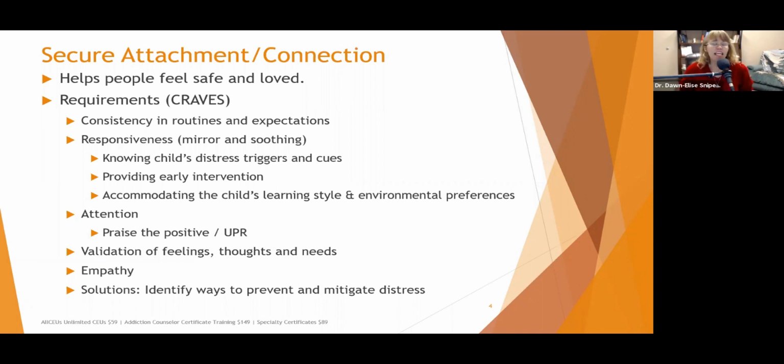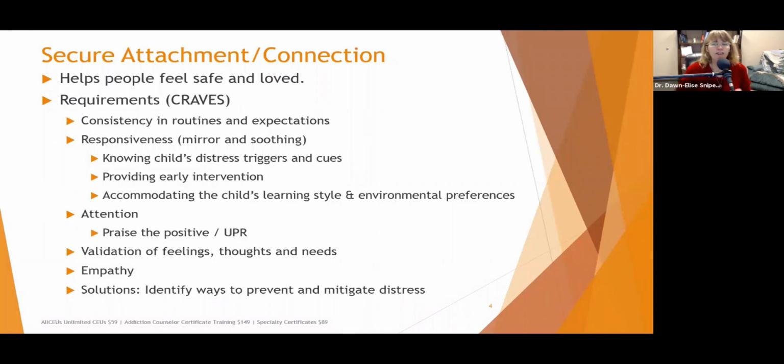Give attention. And this is really important, to praise the positive. You want to give unconditional positive regard, reminding the child or the person regularly how much they're loved, but also remembering to praise the positive, how well they did when you went out to dinner, or when you went out to lunch, or how well they did being patient while you were standing in line at the grocery store is going to be really important.